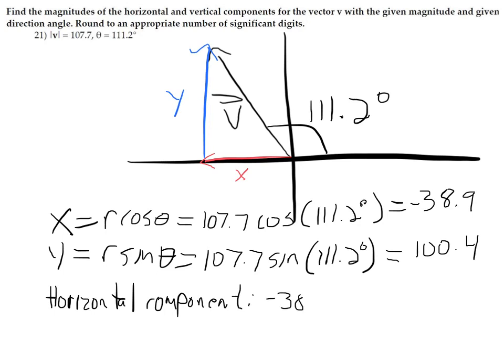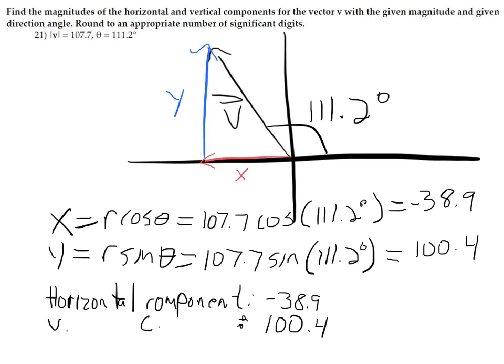Negative 38.9, and the vertical component 100.4. Let's see if this makes sense with our graph. So they're saying go left 38.9 and up 100. So left 38.9 and up 100, that's believable.